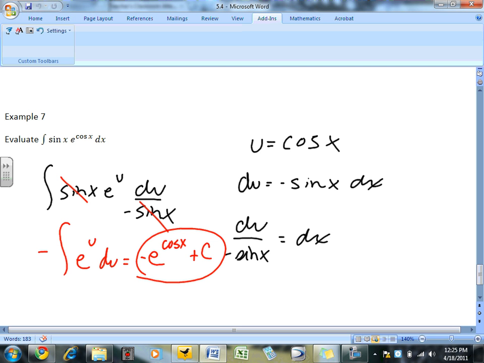And remember, we can always check ourselves. When we get our integral, we can always take the derivative of it and make sure we ended up with our original problem. So, hope this helps. We'll see you in class.